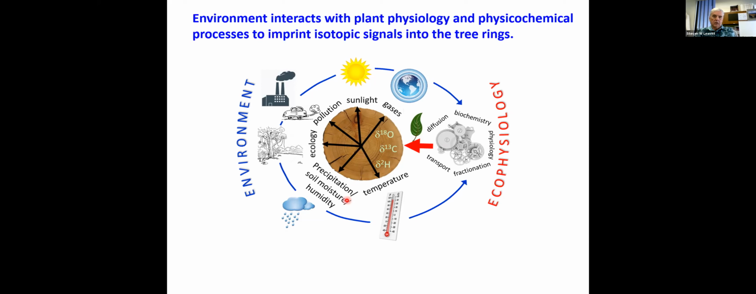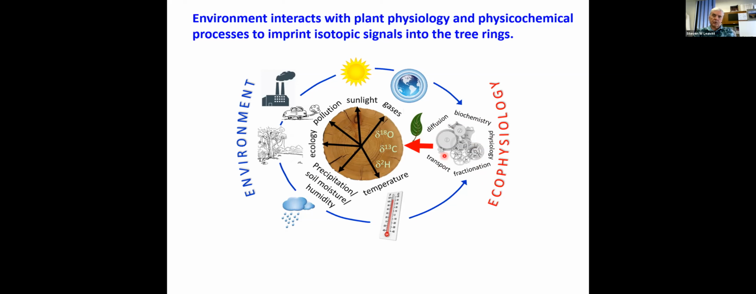So in this diagram, atmospheric parameters, temperature, precipitation, moisture, humidity, sunlight can all make their way into these signals by going through these mechanisms, these physiological, physicochemical mechanisms, such as fractionation, the biochemistry, diffusion, et cetera. And we end up with a record here.